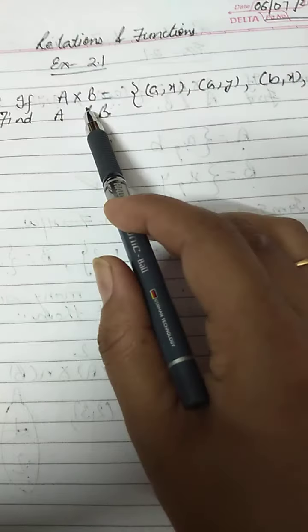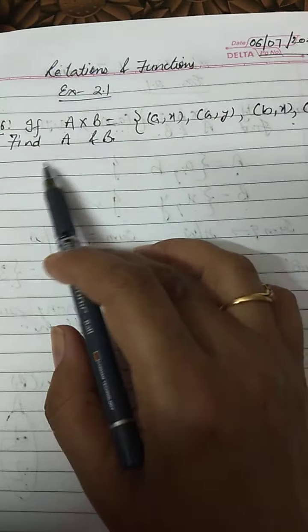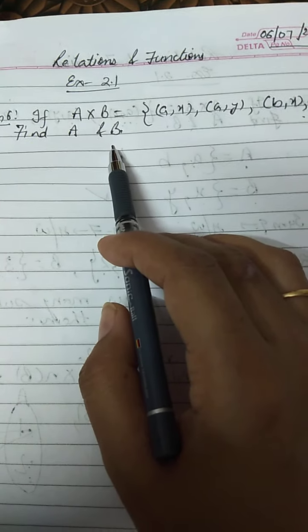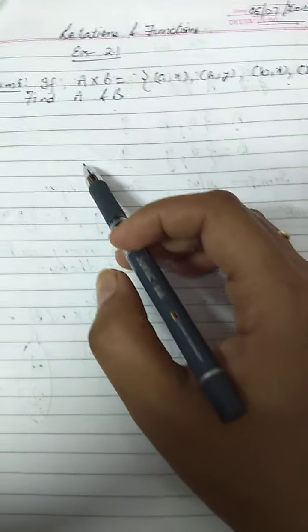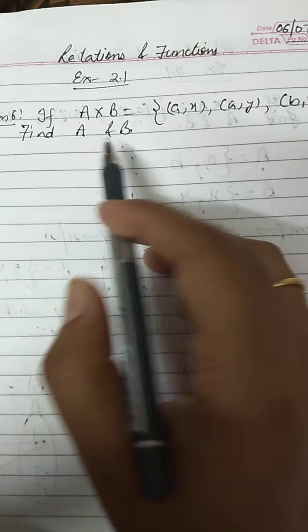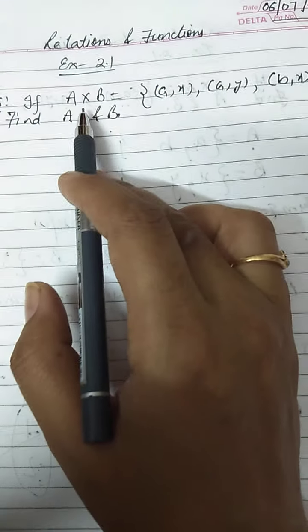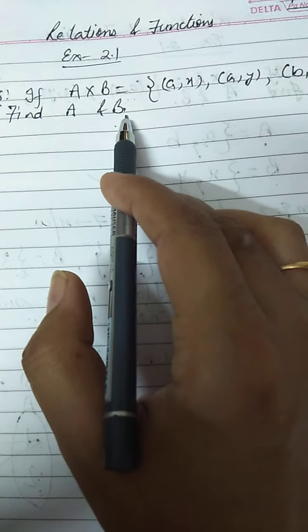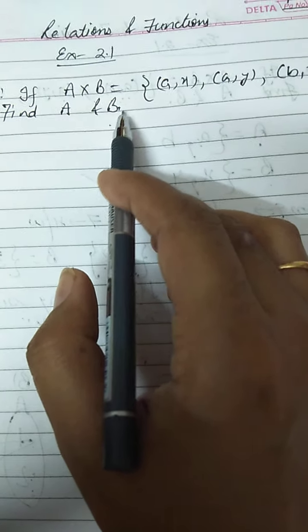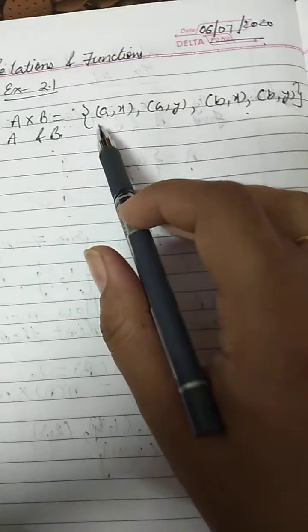It is given that A cross B is this set, and we have to find set A and set B. Now what we will do here is apply the definition of Cartesian product of two sets to get the answer for set A and set B. If you remember, when we take the Cartesian product of two sets, we always get ordered pairs, and ordered pairs are given to us here.